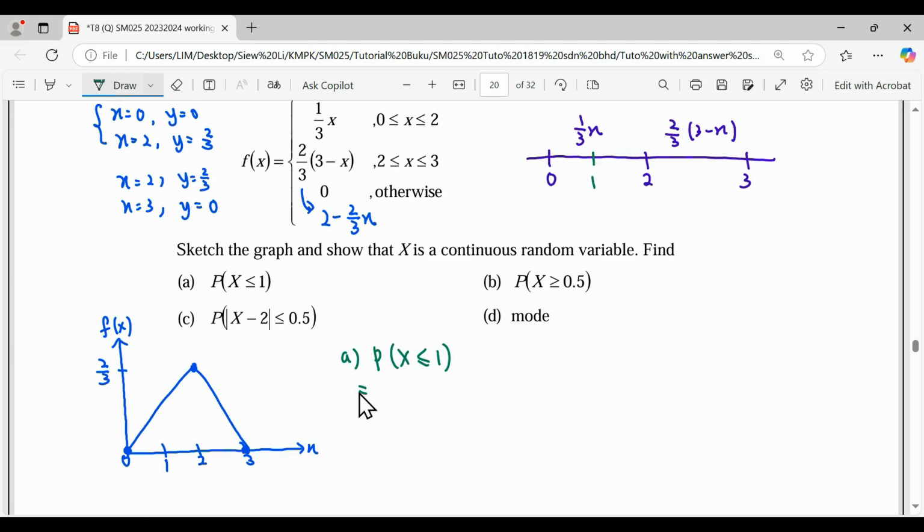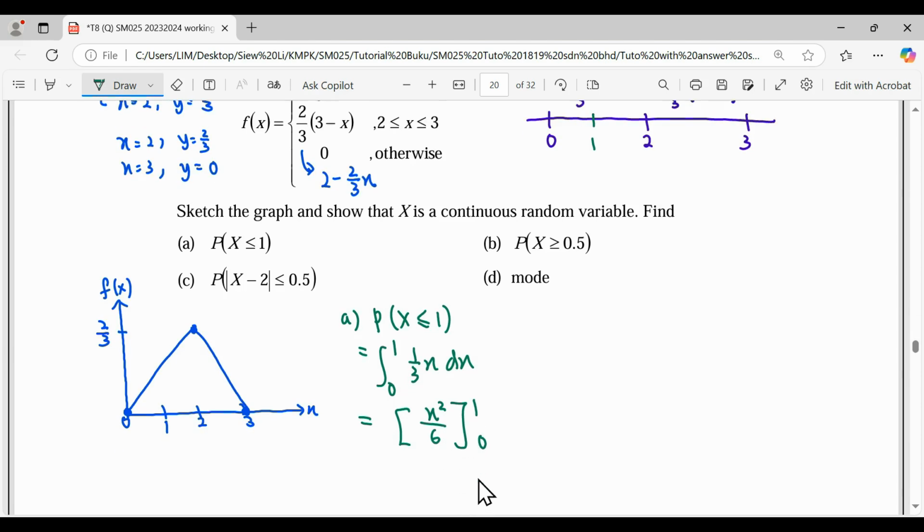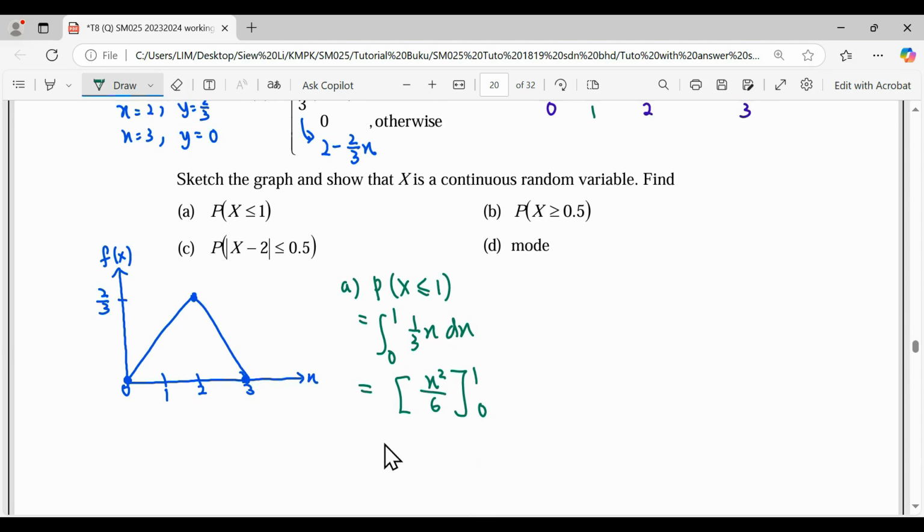So we're going to integrate for this area, starting from minimum 0 up to 1. For this interval, 1 over 3 x with respect to x. So we do power plus 1 over new power, upper limit 1, lower limit 0. Then substitute upper limit minus lower limit, we get 1 over 6. So the probability for a continuous random variable always integrates the area under the graph.